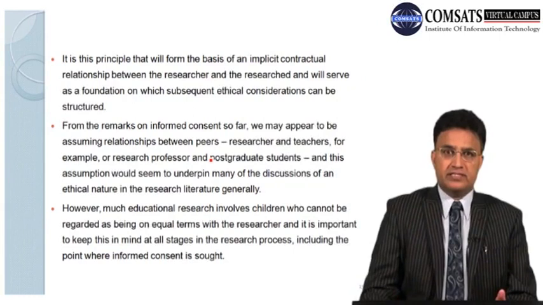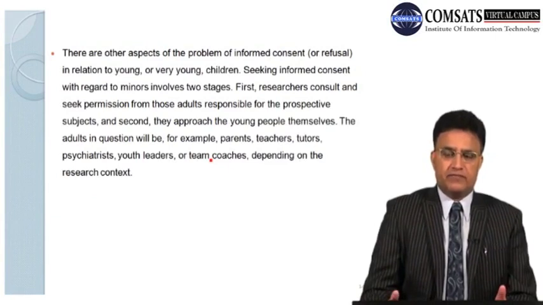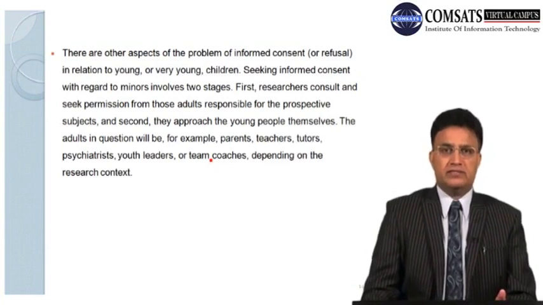However, much educational research involves children who cannot be regarded as being on equal terms with the researcher, and it is important to keep this in mind at all stages in the research process, including the point where informed consent is sought. There are other aspects of the problem of informed consent in relation to young or very young children. Seeking informed consent with regard to minors involves two stages. First, researchers consult and seek permission from those adults responsible for the prospective subjects, and second, they approach the young people themselves. The adults in question will be, for example, parents, teachers, tutors, psychiatrists, youth leaders, or team coaches, depending on the research context.